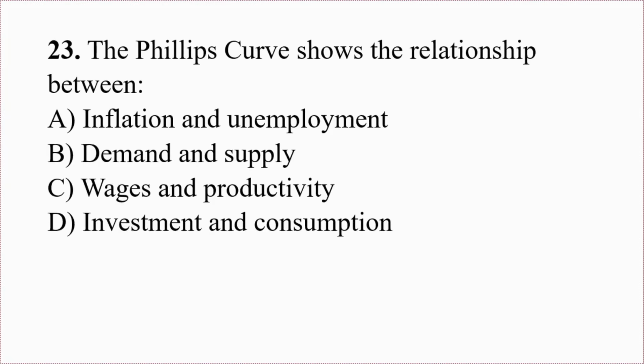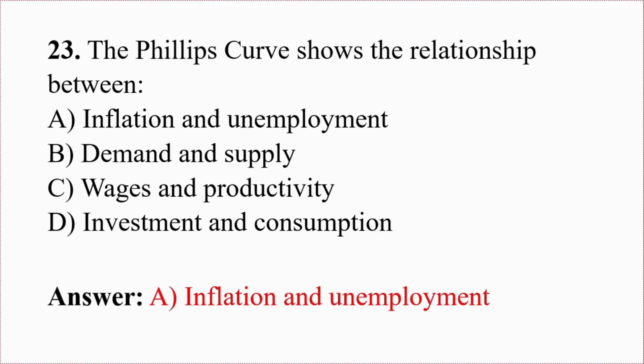The 33rd question is: the Phillips curve shows the relationship between A. Inflation and unemployment, B. Demand and supply, C. Wages and productivity, D. Investment and consumption. The correct answer is A, that is inflation and unemployment.